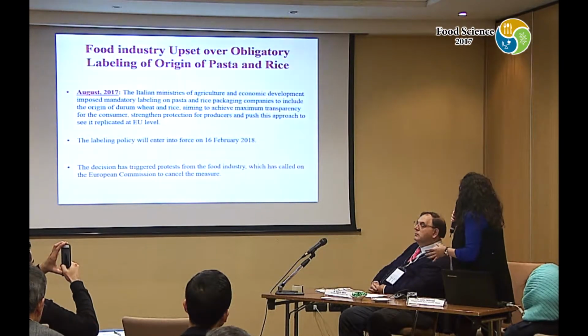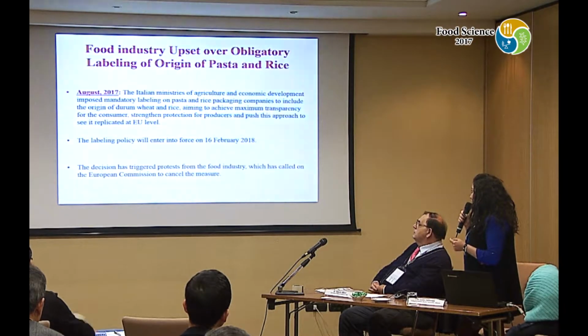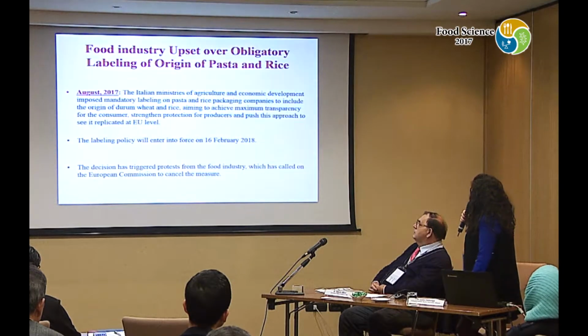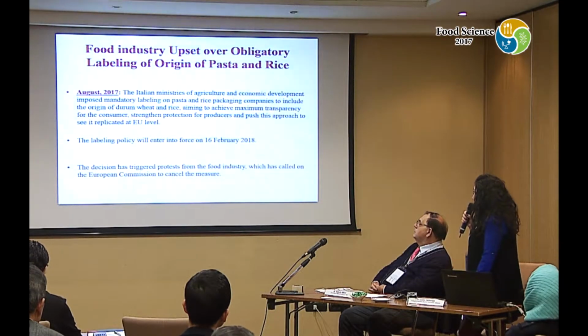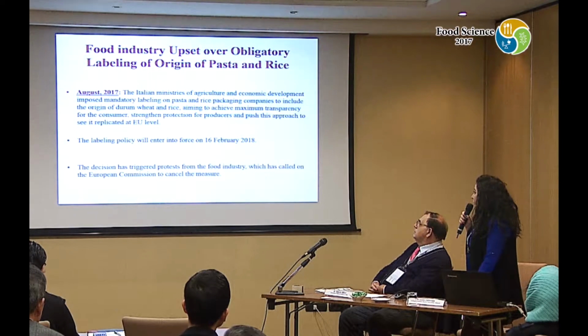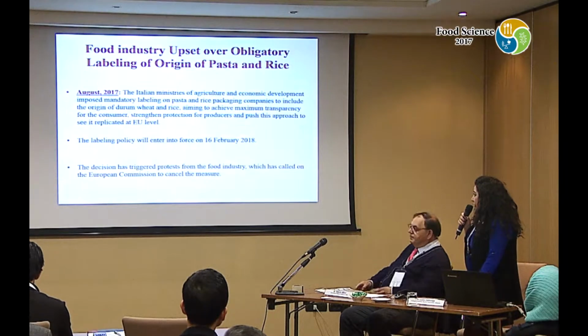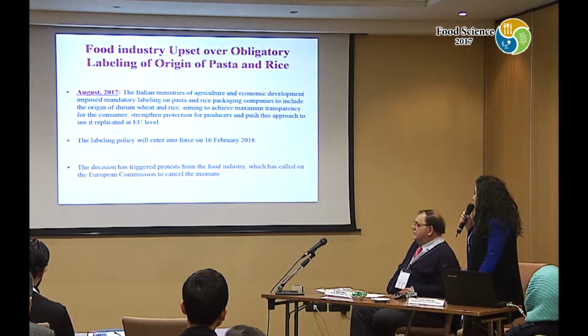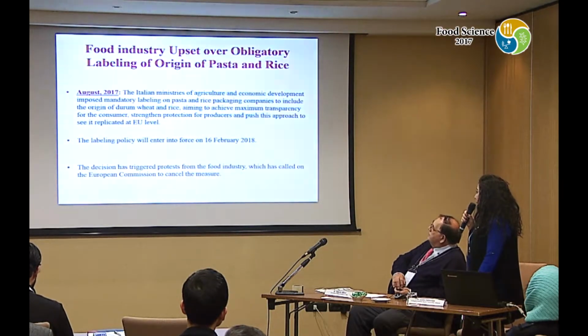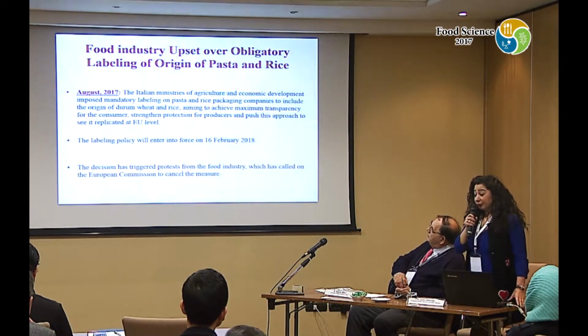In August 2017, the Italian Ministries of Agriculture and Economic Development imposed mandatory labeling on pasta and rice packaging companies to include the origin of durum wheat and rice. Of course, durum wheat is a staple food of pasta. Aiming to achieve maximum transparency for the consumer, strengthen protection for producers, and push this approach to be replicated at the EU level. The labeling policy will be entering into force in February 2018.